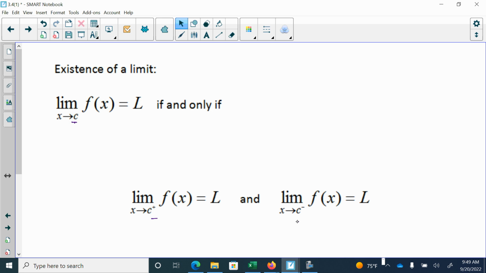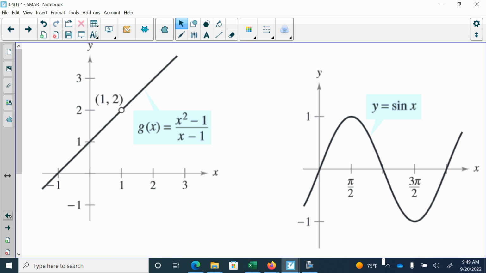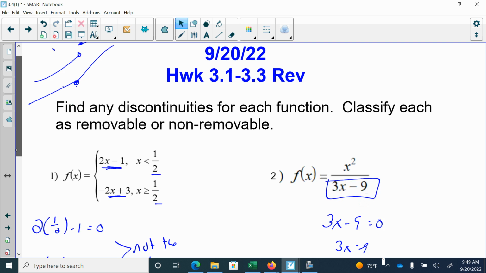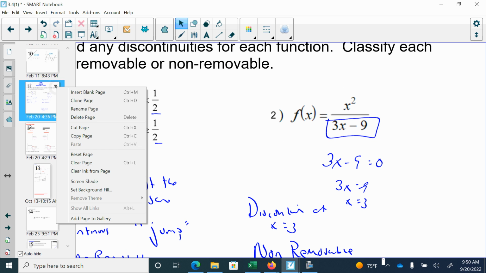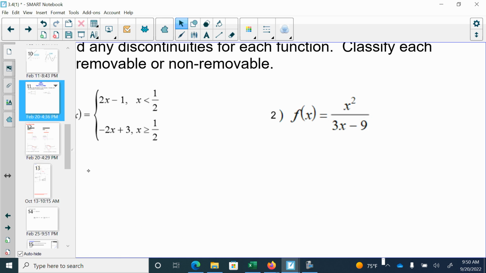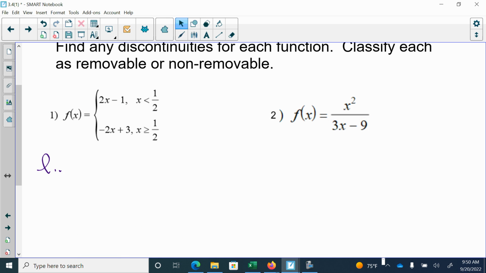So I want to go way back here to this one that we did earlier today. If I gave you this function and I asked you for the limit of f of x as x approaches 1/2 from the left, that means when x is less than 1/2, right? We would use this formula here, and that's when we did 2 times 1/2 minus 1, and we got 0. That would be 0.